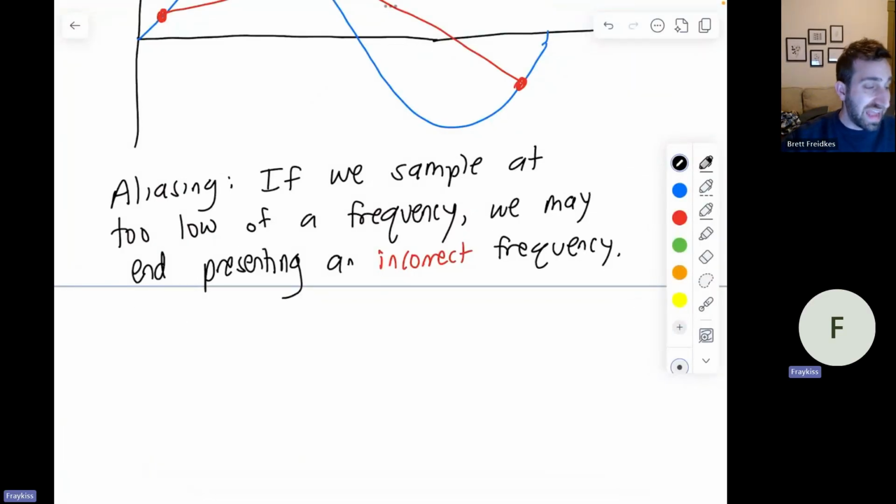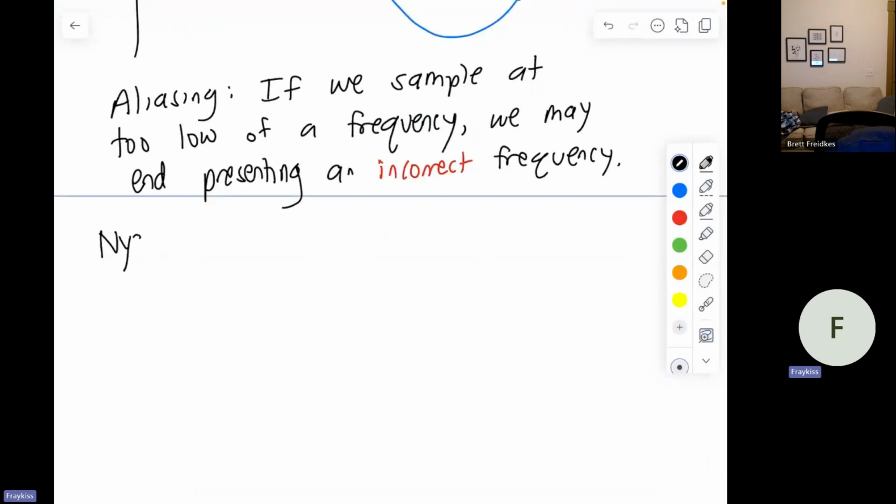So how do we prevent aliasing? First off, let's look at the idea of Nyquist, the Nyquist-Shannon sampling theorem.